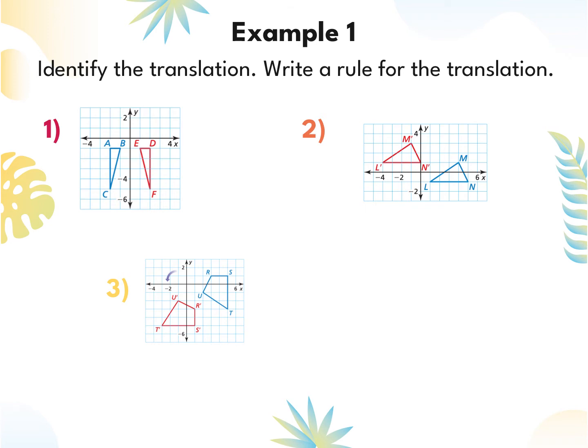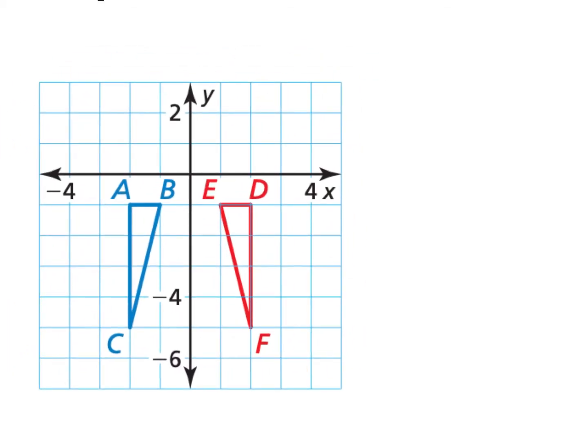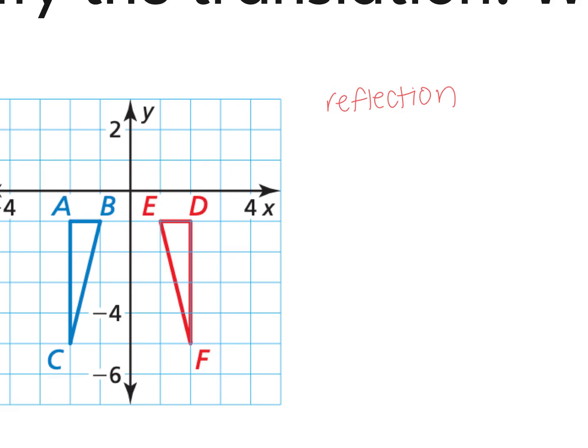All right, looking at these examples, it says identify the translation, write a rule. So we're going to do multiple things. We're going to write a rule, identify it, and find the coordinates, just for practice. So looking at this, can anybody tell me what kind of transformation this is? Yeah. Reflection. Good, this is a reflection. So I'm just going to write reflection. Okay, and where is it reflecting? Yeah. Over the y. Good, this is reflecting on my y-axis. So it's reflecting right here, where this green line is.